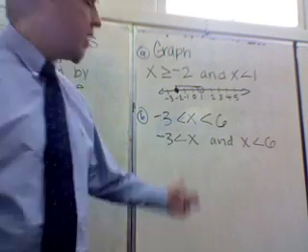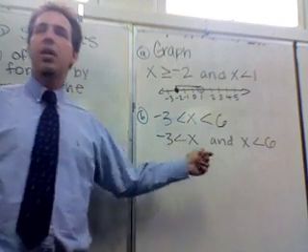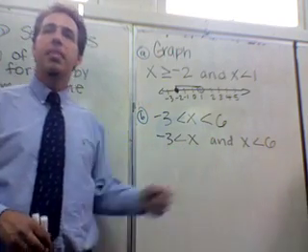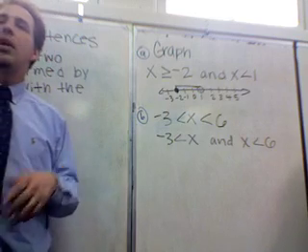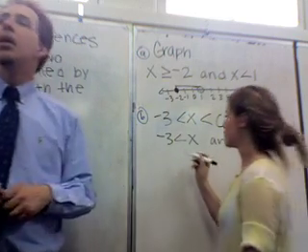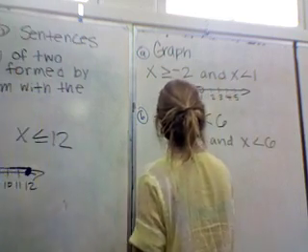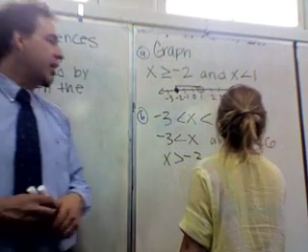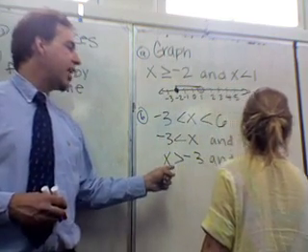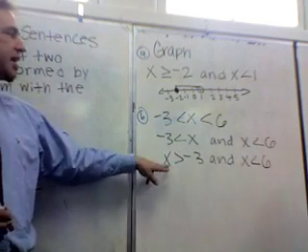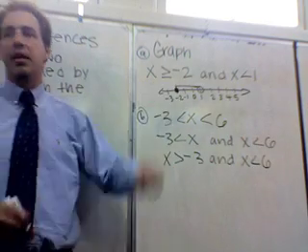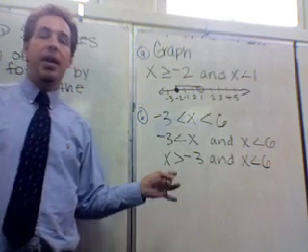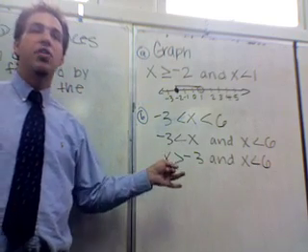But how do we read -3 is less than X? Is there another way to read that? That's kind of weird though. Can we rewrite that? X is greater than -3. That's right. X is greater than -3, and X is less than 6. So we've got it now translated. We had to make a couple switcheroos to get it to the point where it's easy again. It's the same thing.